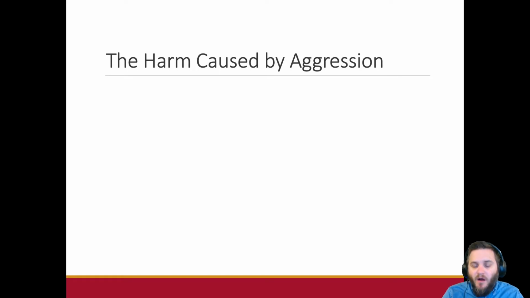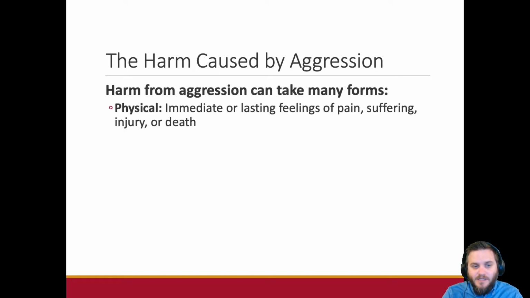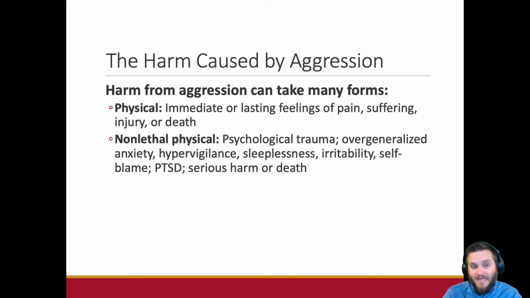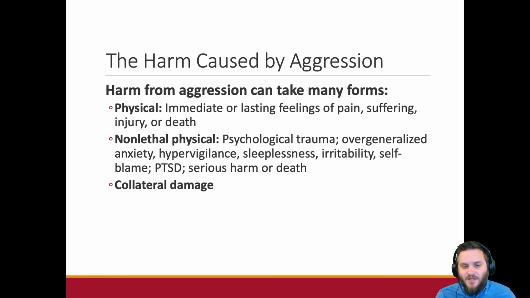Okay? So what is the harm caused from aggression? Well, it can take multiple forms. It can be physical harm, okay? Immediate or lasting feelings of pain, suffering, injury, or death. Non-lethal physical and psychological trauma includes overgeneralized anxiety, hypervigilance, sleeplessness, irritability, self-blame, post-traumatic stress disorder, and serious harm or death. So that's non-lethal physical. That's not going to kill you, and it's mostly psychological. But you can also be collateral damage. So this is you are not the intended target of the harm, and yet you suffer from the harm because you are nearby or you are related or something like that. A lot of harm is collateral damage, to be sure.